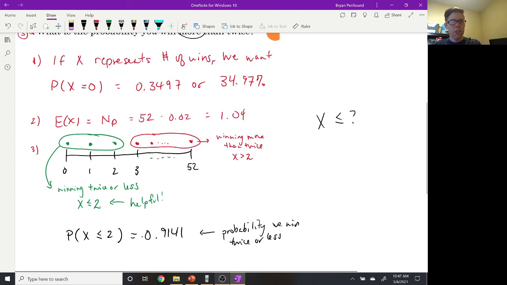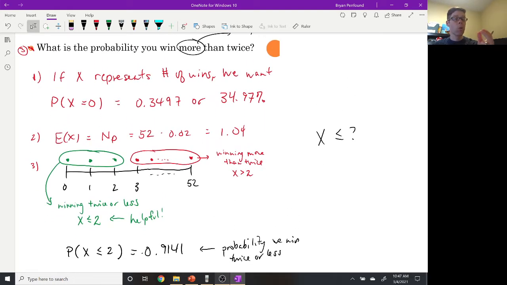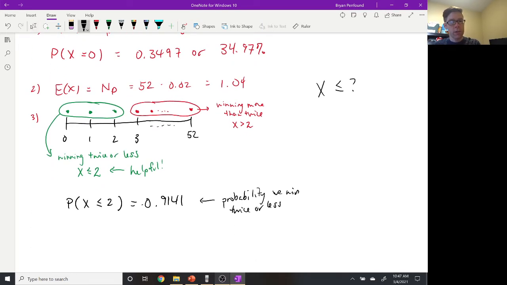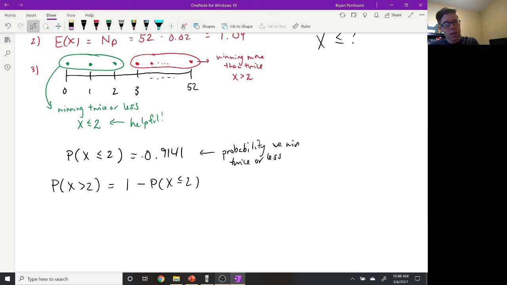But remember, the original question asked us, what's the probability we're going to win more than twice? So in other words, we've calculated the probability of getting 0 wins, 1 win, or 2 wins. But what we really want is the probability of 3 wins, plus 4 wins, plus 5 wins, all the way up to 52. So the probability that we're going to get more than 2 wins is going to be 100% minus the probability that we get 2 or less. So this is our final calculation. We're going to use that complement property here for probability, and we're going to do a little subtraction to get our final answer.